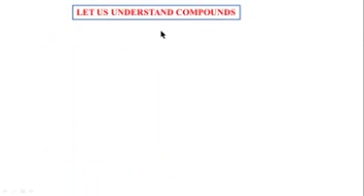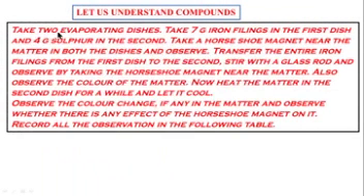Let us understand compounds. Take 2 evaporating dishes. Take 7 gram iron filings in the first dish and 4 gram sulfur in the second. Take a horseshoe magnet near the matter in both the dishes and observe. Transfer the entire iron filings from the first dish to the second. Stir with a glass rod and observe by taking the horseshoe magnet near the matter. Also observe the color of the matter.